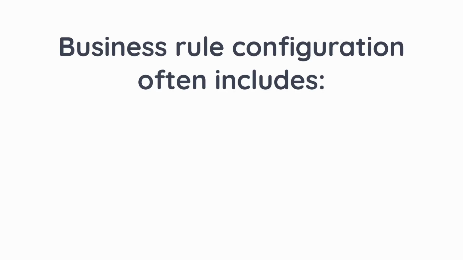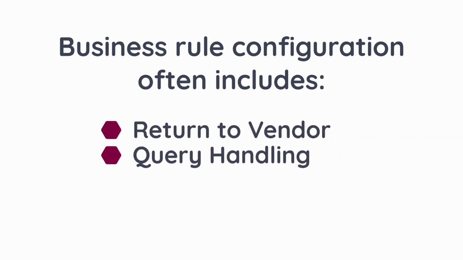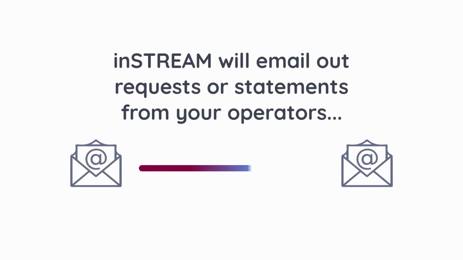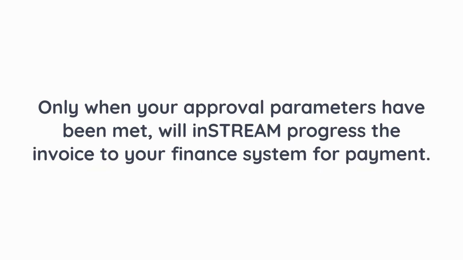Business rule configuration often includes return to vendor capabilities and query handling. InStream will email out requests or statements from your operators and take the responses back into the manual indexing queue for further InStream learning. Only when your approval parameters have been met will InStream progress the invoice to your finance system for payment.